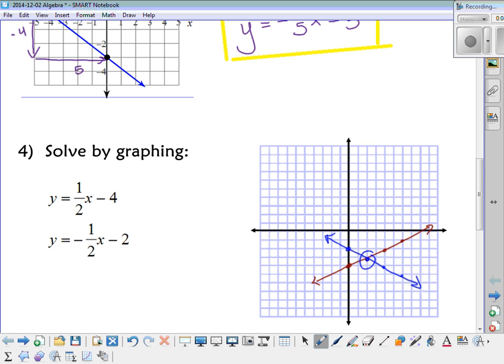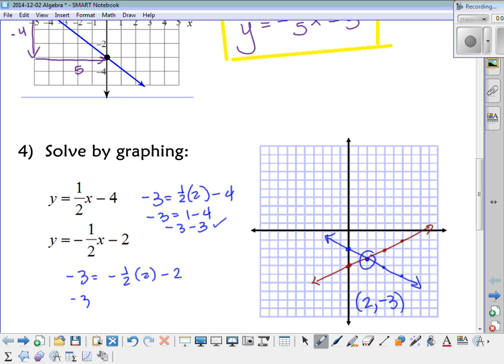So I see that they cross at the point 2, -3, but I want to make sure that that works, so I'm going to plug it into both of them. So -3 equals 1/2 times 2 minus 4. Half of 2 is 1, and 1 minus 4 is -3, so that one works. And then if I plug it in this second equation here, -3 equals -1/2 times 2 minus 2, and I get negative 1 minus 2. So again, I get negative 3 equals negative 3. So I know I did it correctly, and the answer is 2, negative 3.